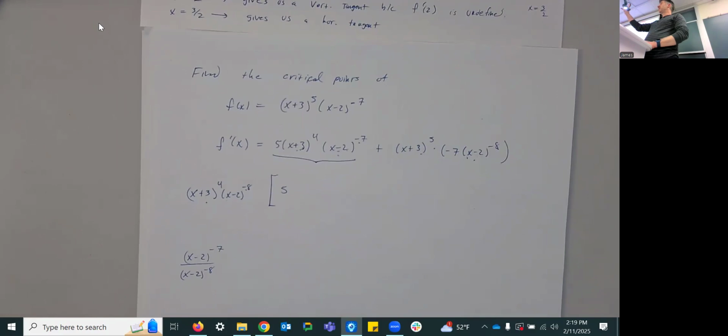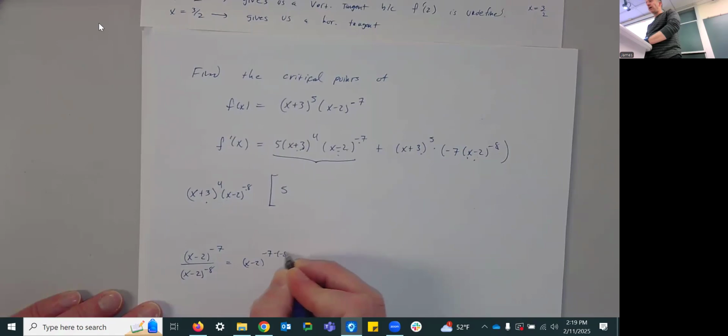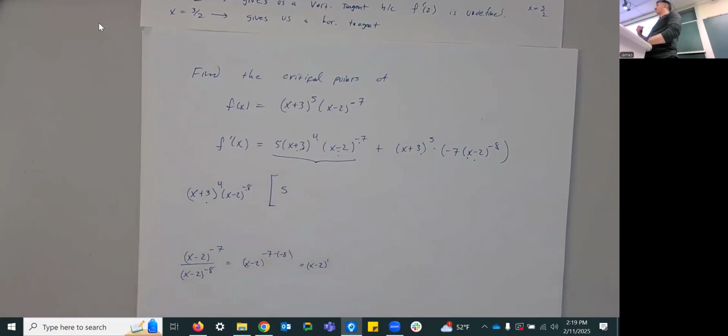+1. -7 minus -8 is -7 plus 8, which is +1. Which I will tell you from years of experience, that is almost always the power you're left with when you do this process, especially if there's a product or a quotient rule. The leftover power after you've done the factoring out is almost always a power of 1. It just is, because of the nature of how derivatives work and how the product rule works. It's just what happens almost every time.